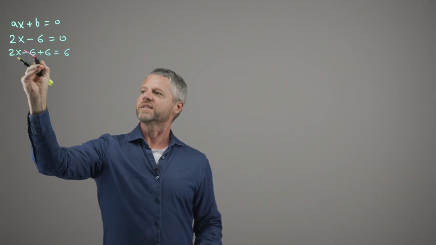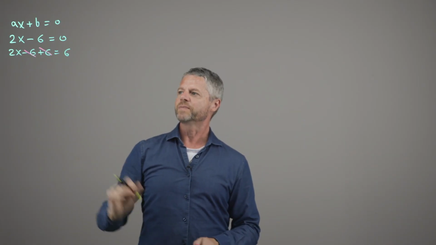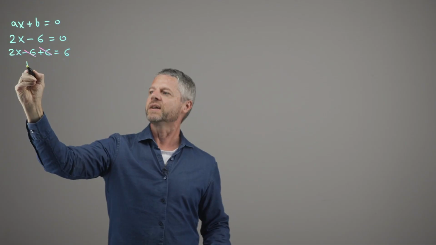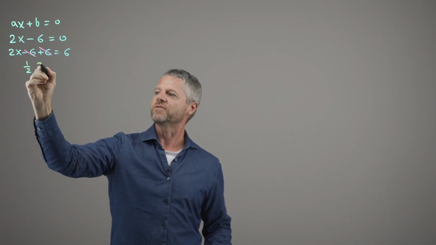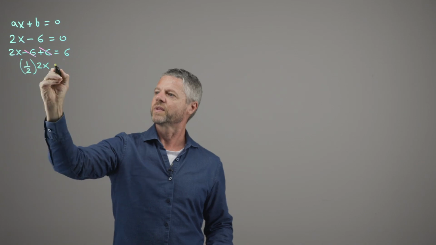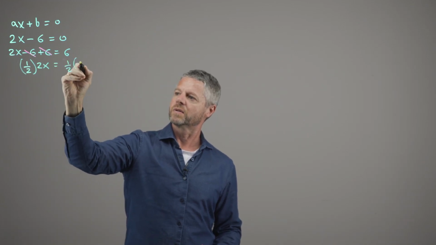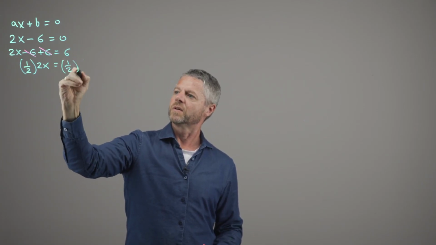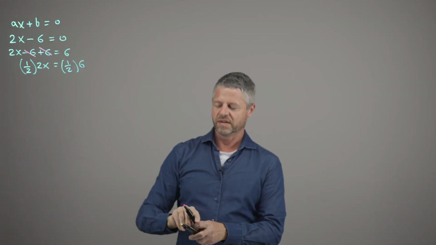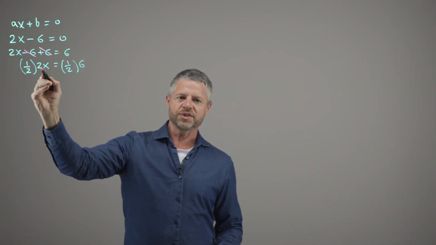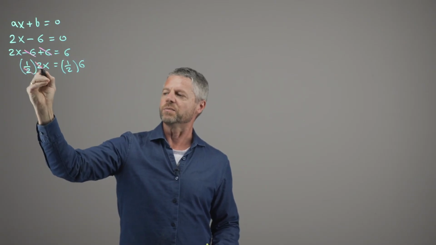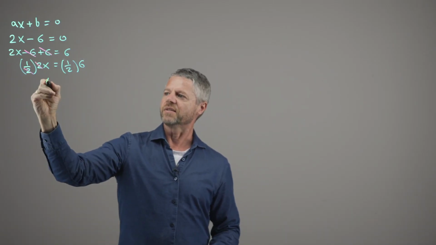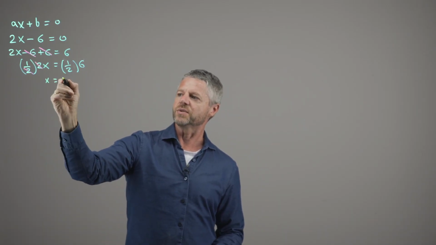So now the minus 6 and the plus 6 cancel, and I've got 2x equals 6. And then now, if I multiply both sides of the equation by a half, now the half times 2 will cancel to become 1 times x, so just x, and we have our solution x equals a half times 6, or 3.